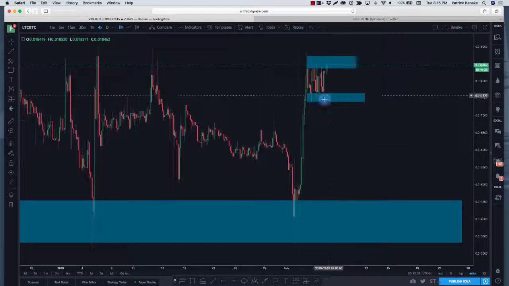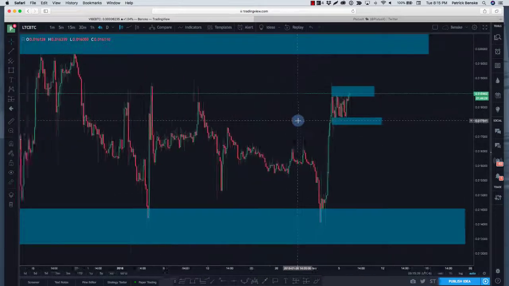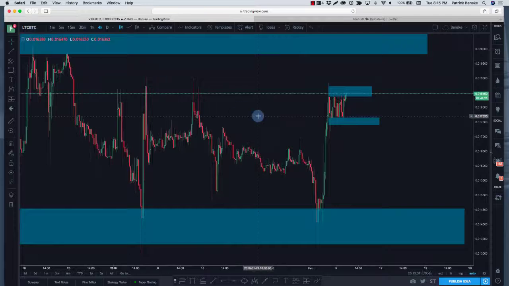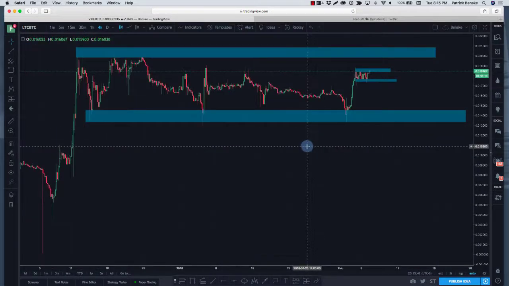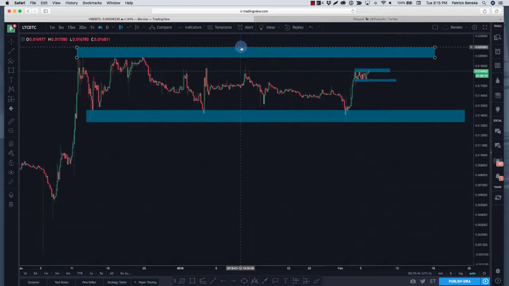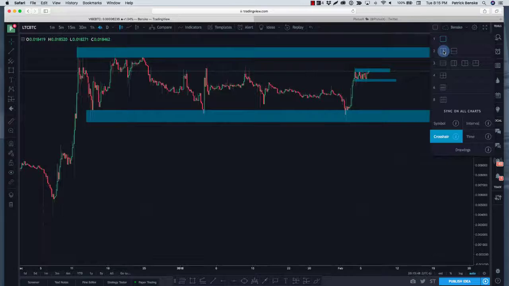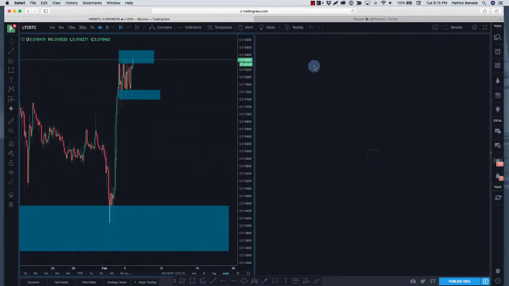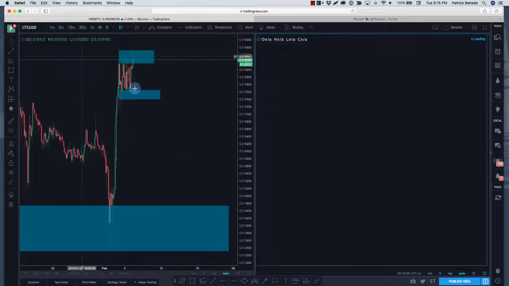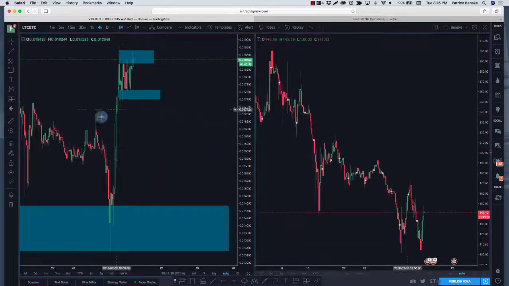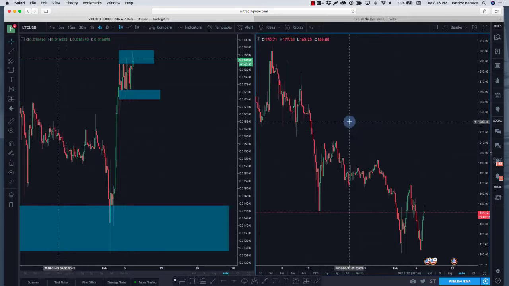But one thing I wanted to talk about first is the difference between LTC BTC and LTC USD. There's a big difference between them right now. So let me open a second chart with LTC USD so I can show you guys the difference. So on the left you have LTC BTC, on the right you have LTC USD. So it's pretty interesting, right?